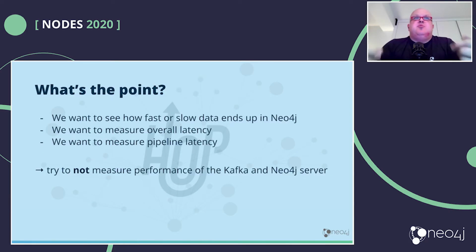And we want to see how fast or slow data ends up in Neo4j, and we want to measure the overall time it took from the app to the Neo4j server. Right? And then we can do all sorts of cool things with it on the Neo4j side, but that's a topic for another day. And we're trying to not measure the throughput of the Kafka and Neo4j server, just latency for now, right?